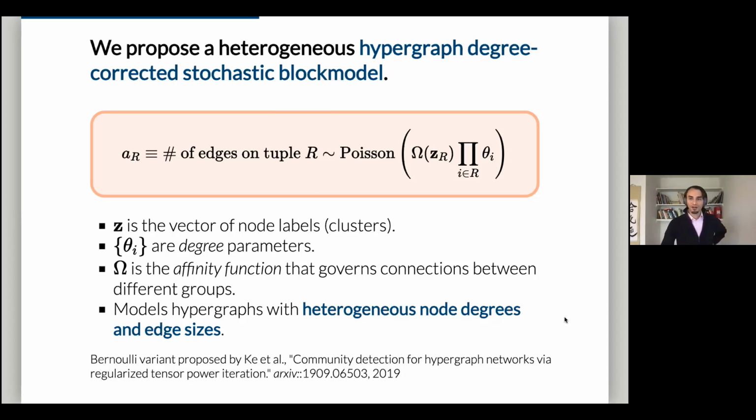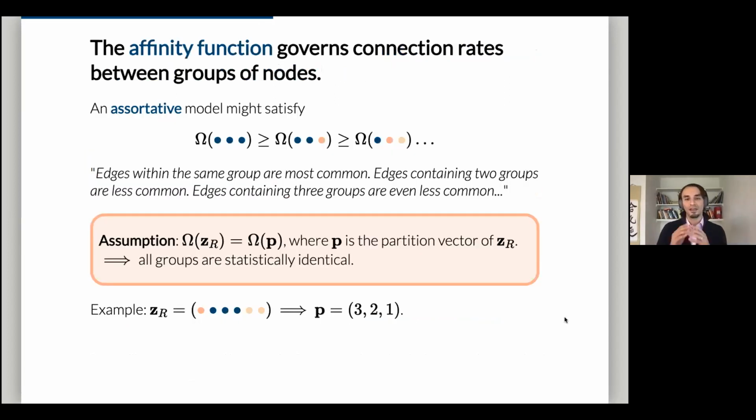So I want to briefly illustrate the affinity function so we can get some intuition here. The affinity function omega governs connection rates between groups of nodes. In an assortative model, where we expect that connections will be dense within groups, we might say that when all the nodes have the same label, blue, omega is a little larger than in the case where two of the nodes have the same label and one of them has a different one. That in turn might be larger than the case where all three nodes have different colors, et cetera. So this is a case where we're dealing with an edge of size 3.